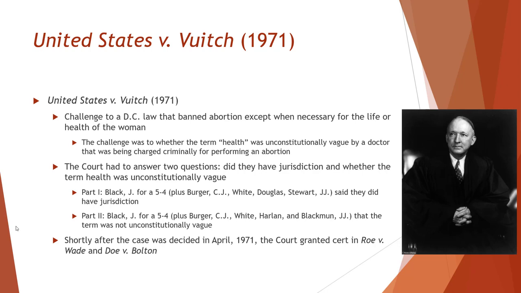We're going to talk about some of the procedural history later, but in 1971 we saw one of the first attacks, a challenge to an abortion law in Washington, D.C. that banned abortion except when necessary for the life or health of the mother. The challenge was whether health was unconstitutionally vague for the doctor. The court had two questions: did they have jurisdiction, and was the term vague? On part one, it's a 5-4 decision by Black, and they said they did have jurisdiction. On part two, they said it was not unconstitutionally vague.